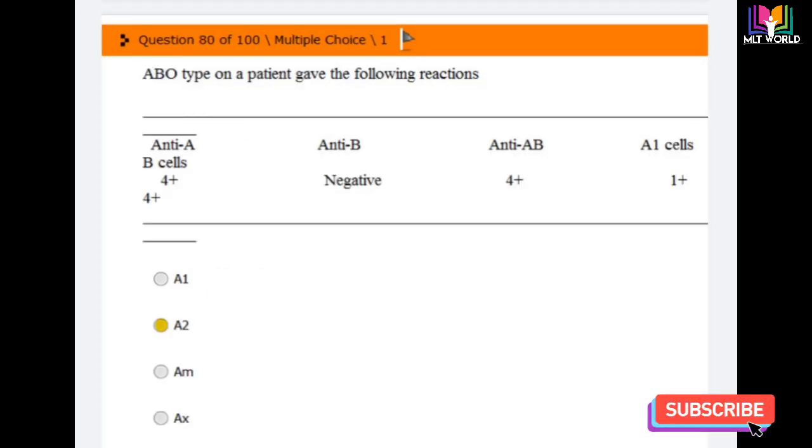Question number 80. ABO type on patient gave the following reactions: anti-A 4 plus, anti-B negative, anti-AB 4 plus, A1 cells 1 plus. Options are A1, A2, AM, AX. Correct answer is the A2.